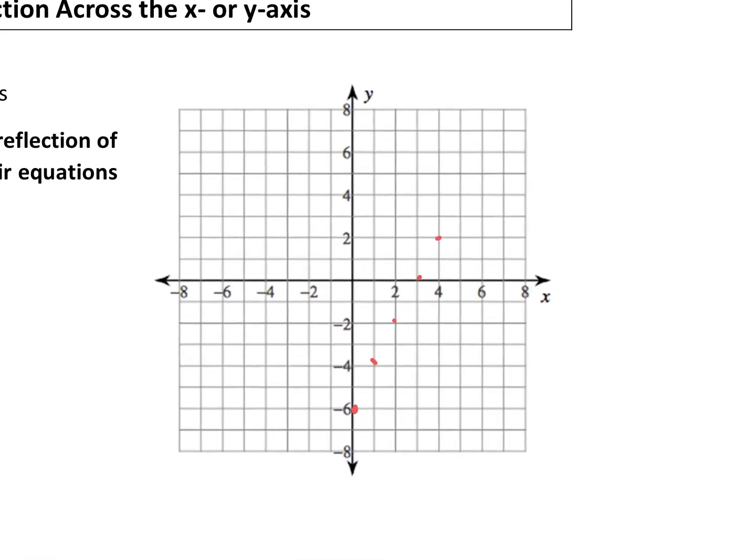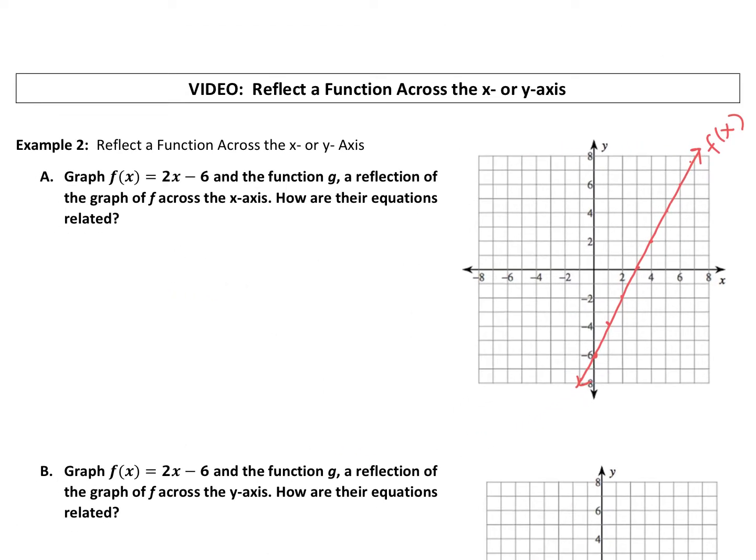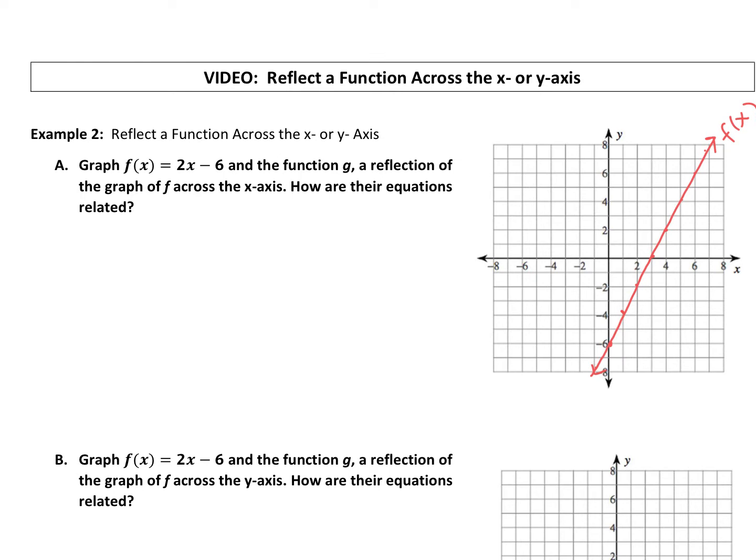I'll make that a little bigger so it's easier to see. And this is our function this time. Our last example dealt with a parabola, and now we're dealing with this line right there. So that's f of x before any transformations. All right, so now what they want us to do is graph the function g, a reflection of f across the x-axis.